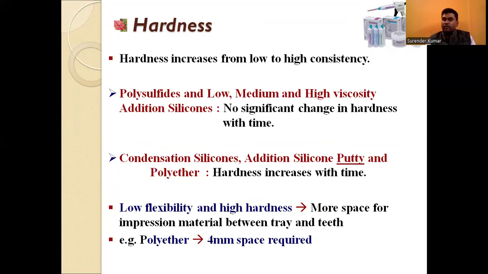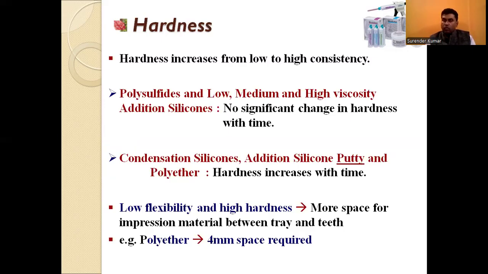Hardness increases from low to high consistency. Now, for polysulfides and low, medium, and high viscosity addition silicones, there is no significant change in hardness with time. So even if you place them and pour them after even 1 week, they will have the same hardness. Condensation silicone, addition silicone putty, and polyethers will have their hardness increase with time.